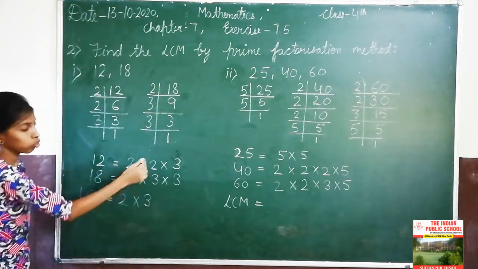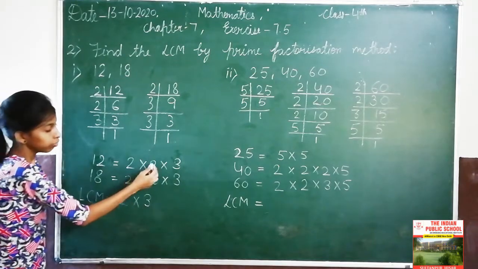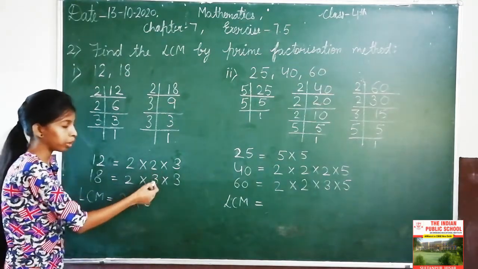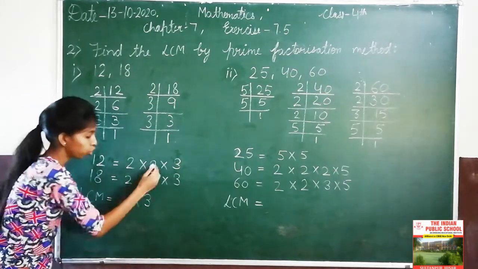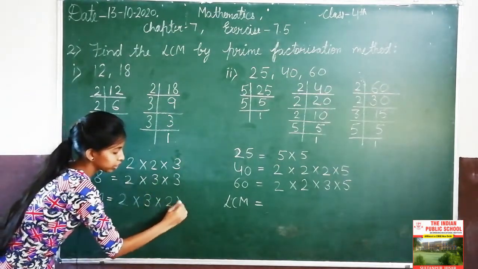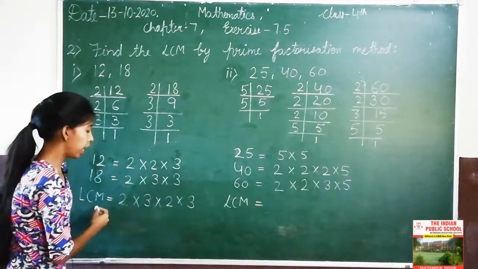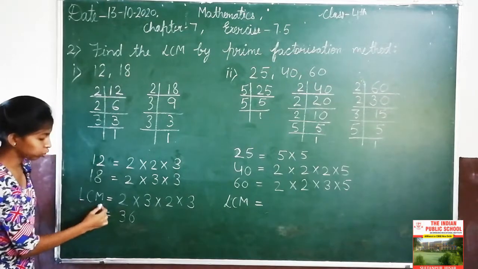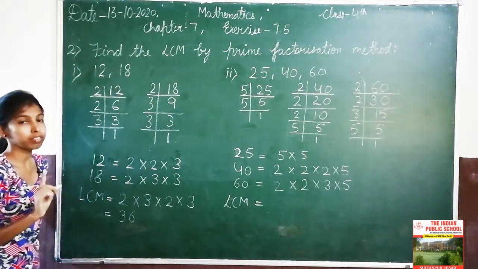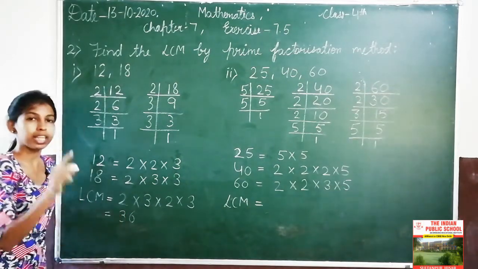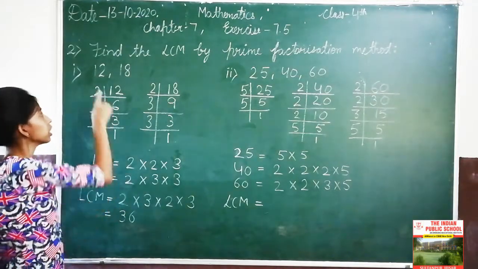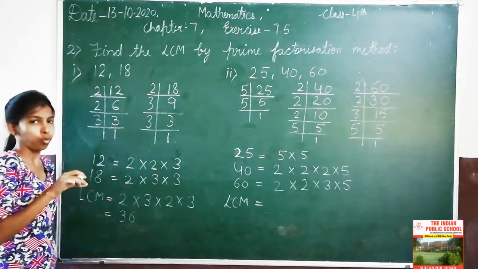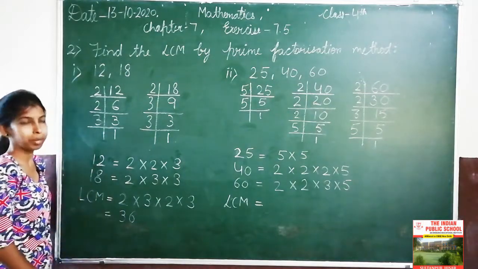These both are common. But we can take 2 and 3 together also because these are the lowest common. So we will take 2 once and 3 once, and the multiplication of all is 36. It means the lowest common multiple is 36. See one thing more, 36 is that multiple which comes in the table of 12 and in the table of 18 also at the lowest stage. So this is the lowest common multiple.